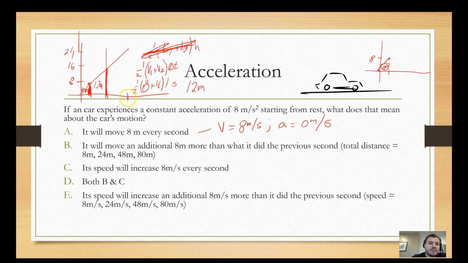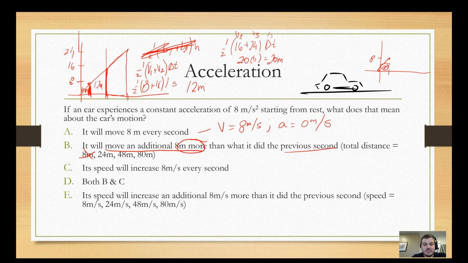If we do the next one, right, we have another trapezoid. And this time we'd be doing 1/2 of V initial, or V at 2, plus V at 3, that V final of 24, times that change in time, which is 1 second. 16 plus 24 is 40, right? Divided by 2 is 20, times 1 second gives us 20 meters. So we go 8 meters more than in the last second. So technically we do move an additional 8 meters more than what it did in the previous second, but the problem is that we don't move 8 meters in the first second.